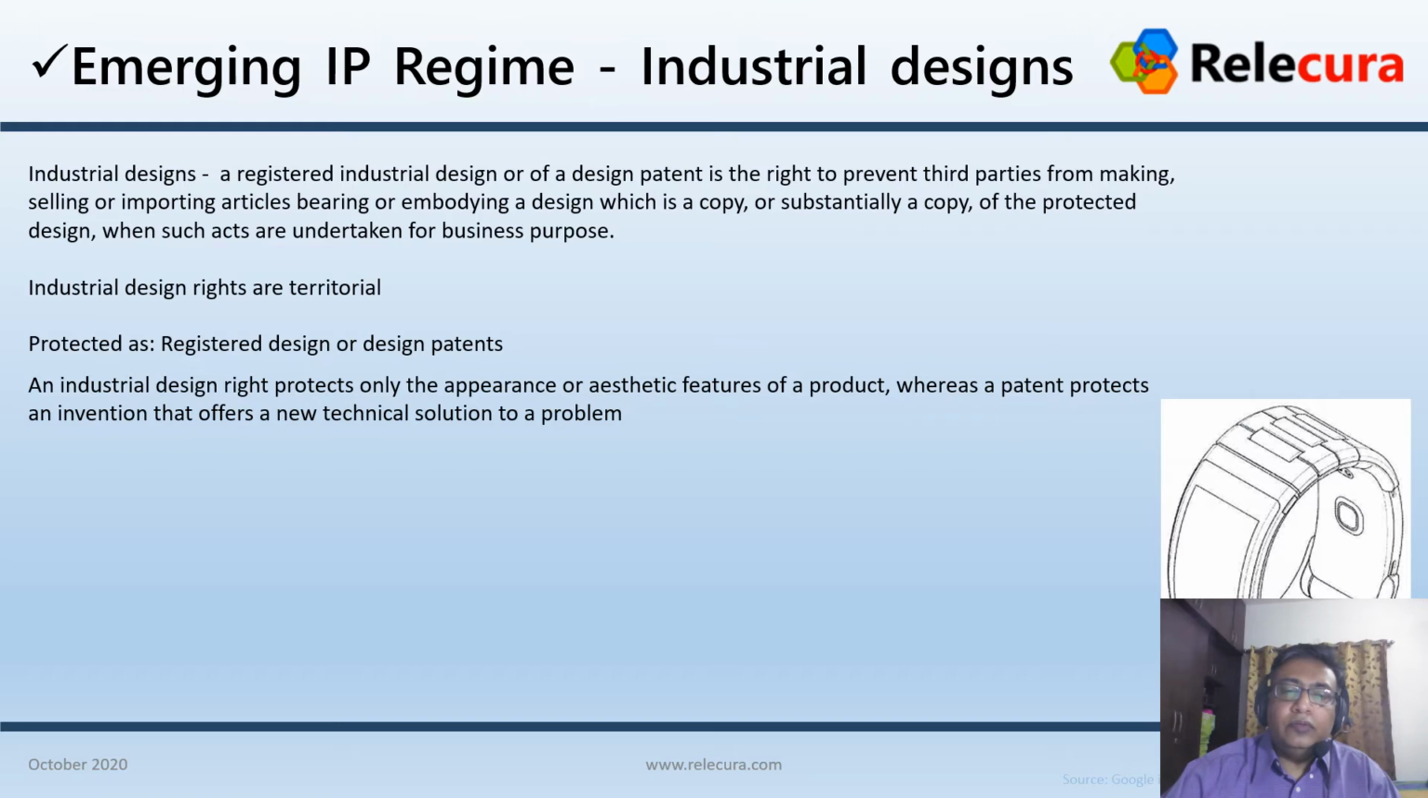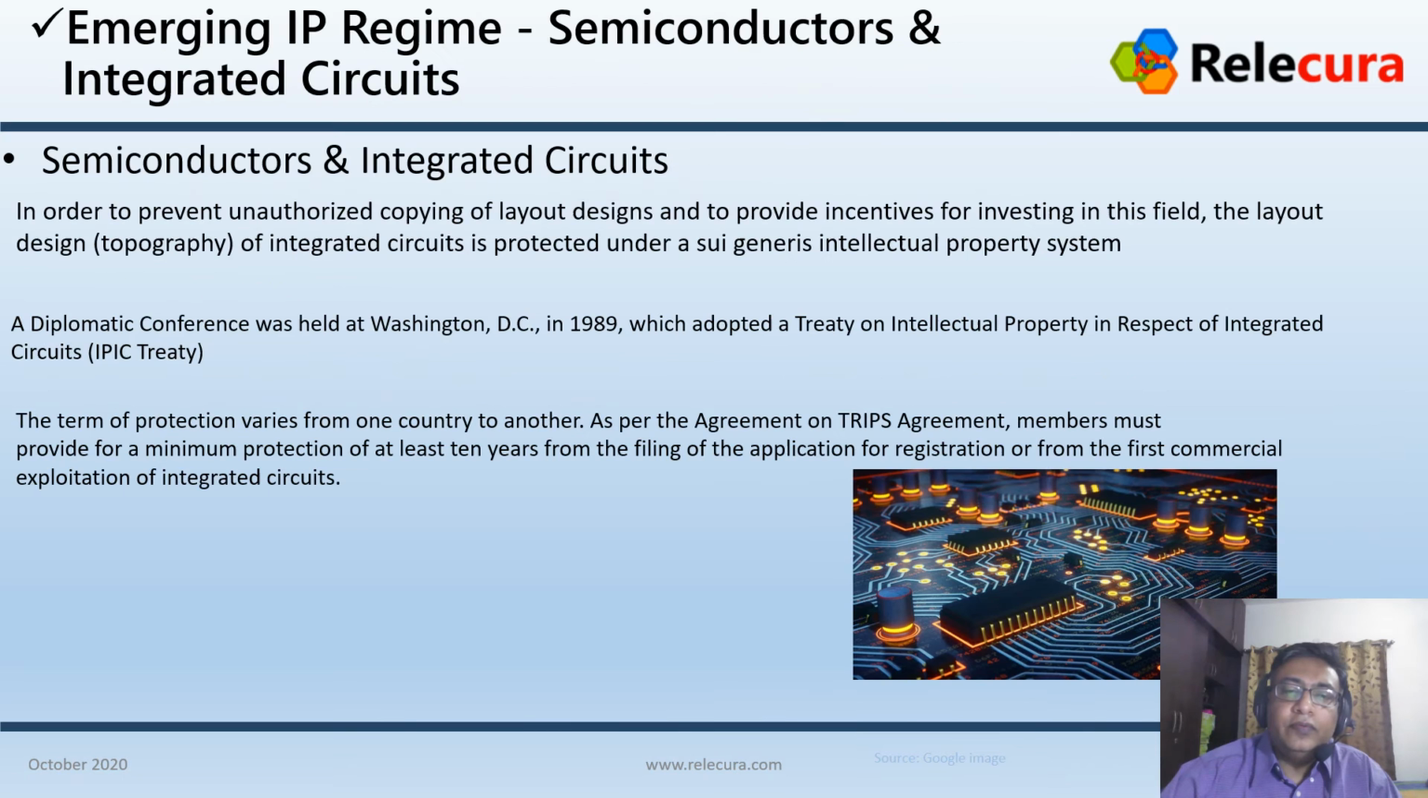You must be aware that a very important case history of industrial design is Apple versus Samsung. Even if the phone design is very similar, they can be infringing. Industrial designs are related to design patents, and in some countries they are also known as registered designs. They protect only the appearance or aesthetic features of the product, whereas a patent protects an invention that offers a new technical solution to a problem. If you want to protect a graphical user interface, that can also be protected.